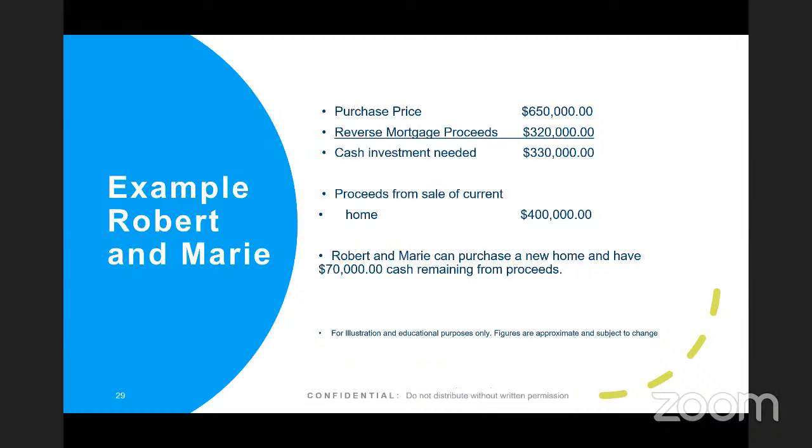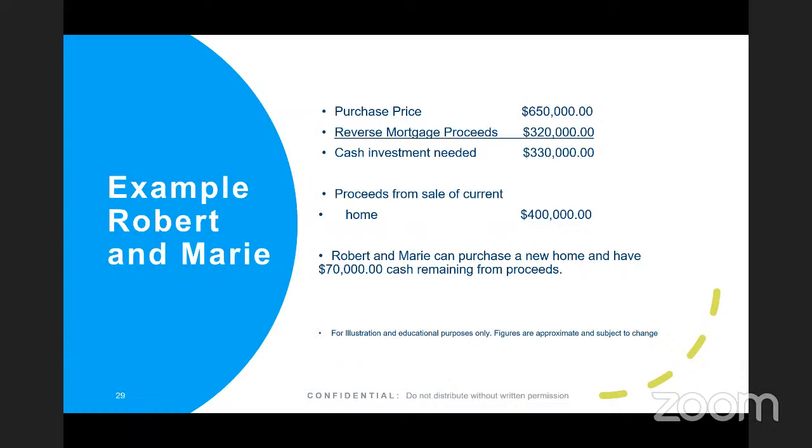So for Robert and Marie, we have a purchase price of $650,000, which when we put all of their information into the HUD formula, that gives us reverse mortgage proceeds of $320,000. The cash investment they need to make is $330,000, right? Because 320 plus 330 gives us our 650. But the proceeds from the sale of their current home is $400,000.